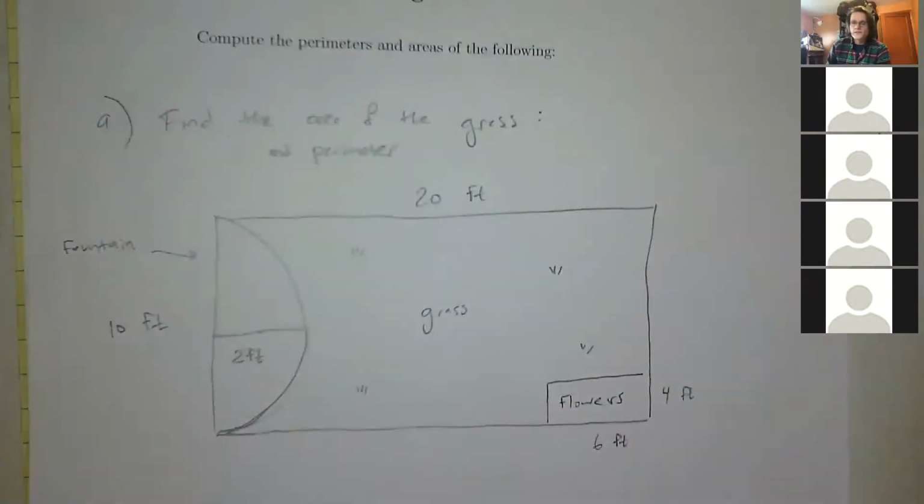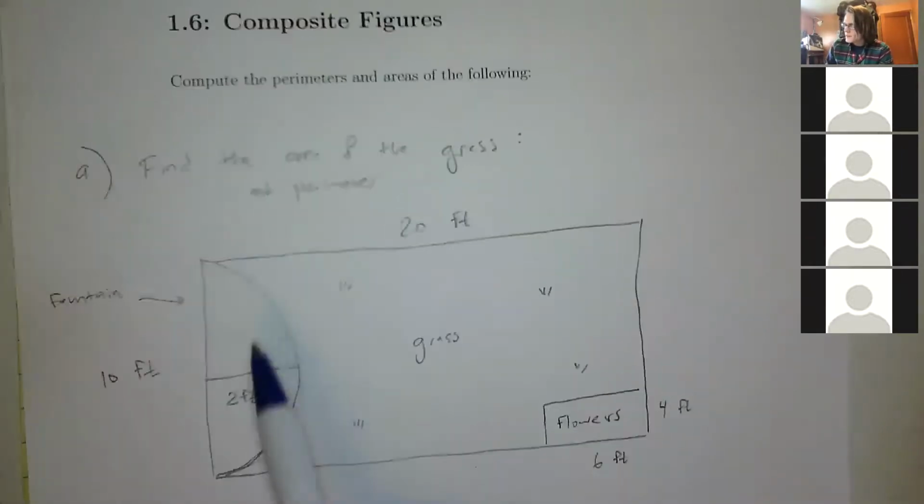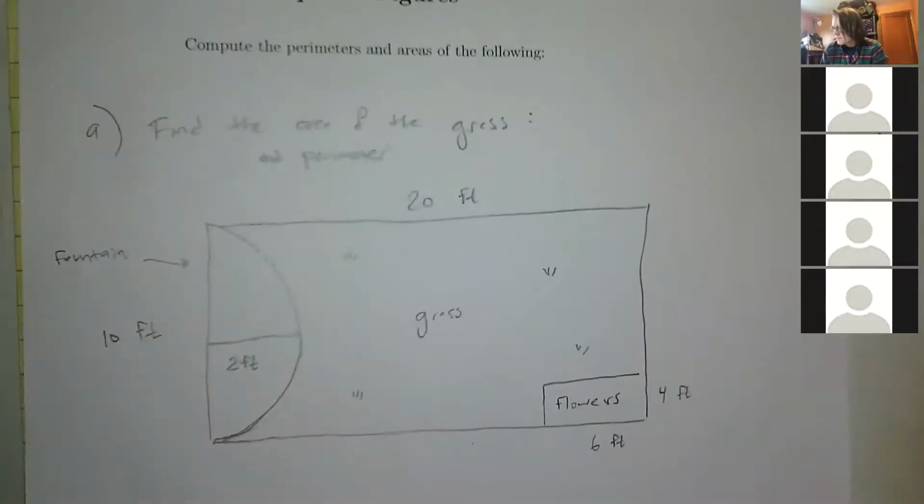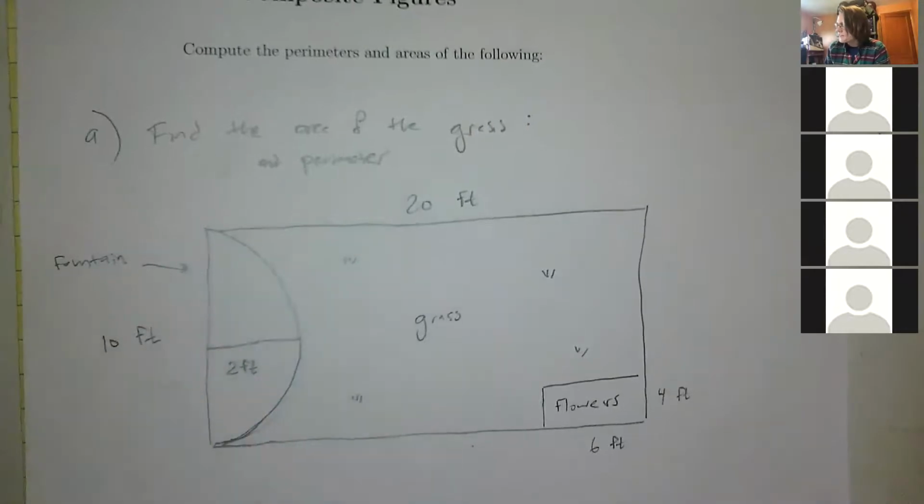There you go. So on the whole, the rectangular backyard is 10 feet by 20 feet. Admittedly, it's not a very big backyard. It's a small yard. So it's 10 feet by 20 feet.